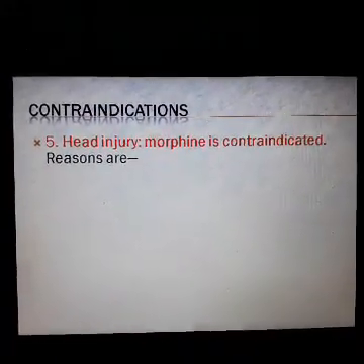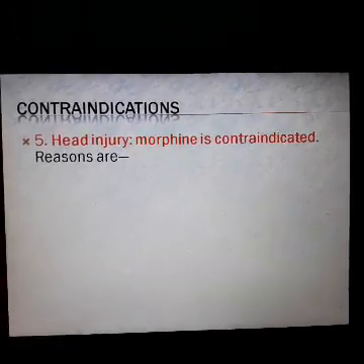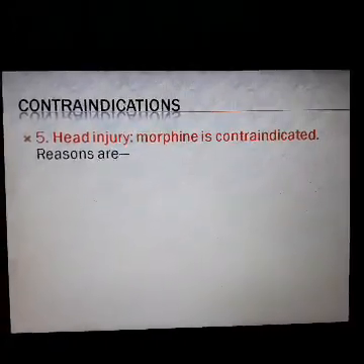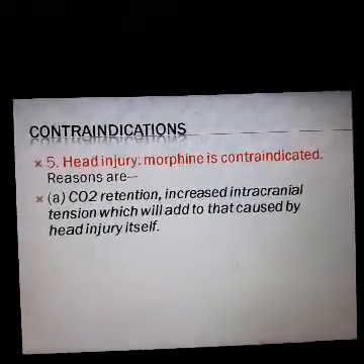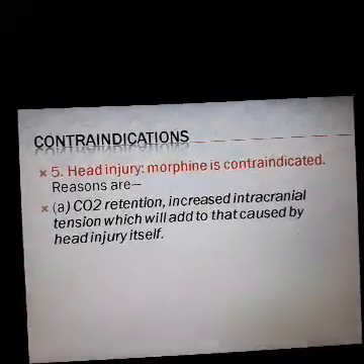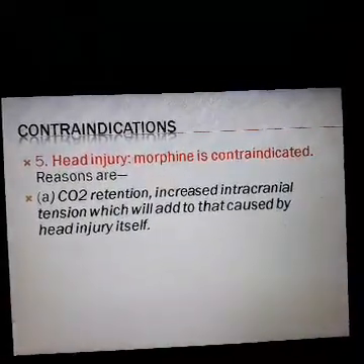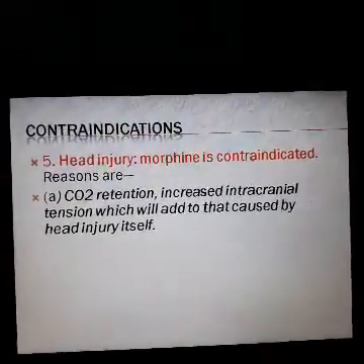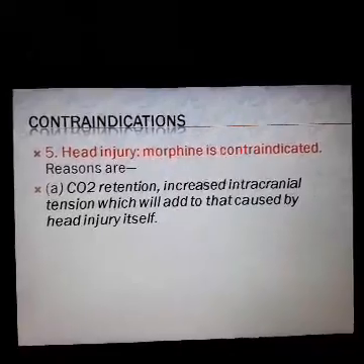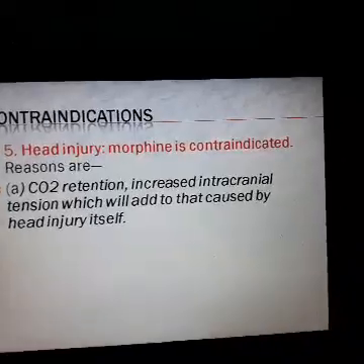So commonly asked questions from this topic so far: whatever the route of morphine, why gastric lavage is indicated. Second important question: explain why morphine is contraindicated in head injury. The reason, broadly, is that morphine prevents us from assessing the prognosis of head injury patients, because morphine and head injury often have some common features. Morphine causes CO2 retention. Head injury also causes CO2 retention. So due to CO2 retention, there is increased intracranial tension, which will add to that caused by the head injury itself.